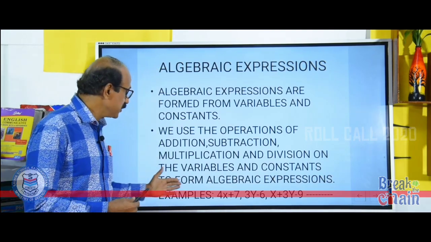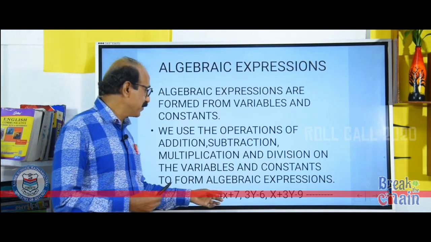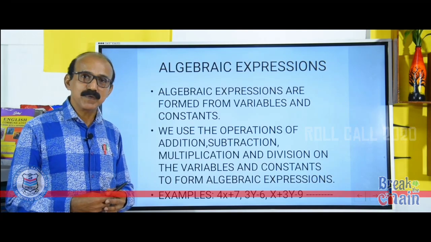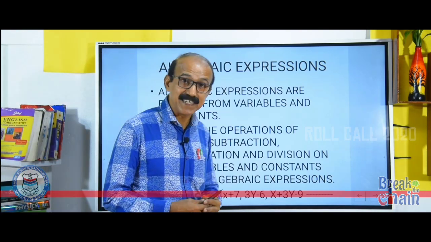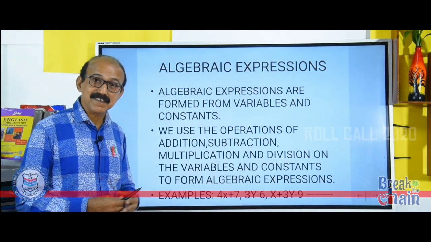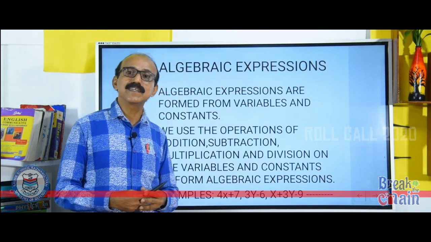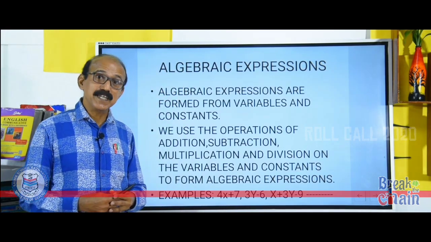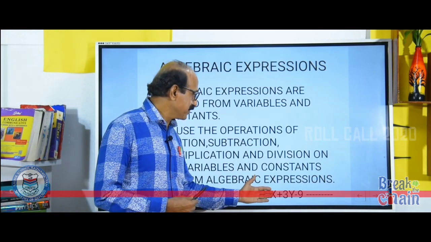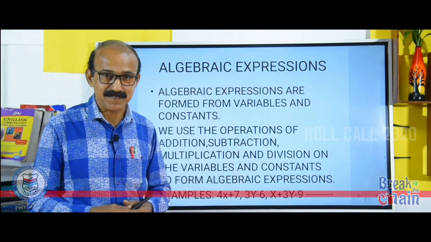And here I have given you a few examples. 4x plus 7: there the variable is x and we have taken the constants 4 and 7, and the arithmetical operation which we have used is addition. Now see the second example which I have given on the board. 3y minus 6: there the variable used is y and the constants used are 3 and 6. The arithmetical operation used in this is subtraction. Like x plus 3, y minus 9, etc. These are all algebraic expressions.